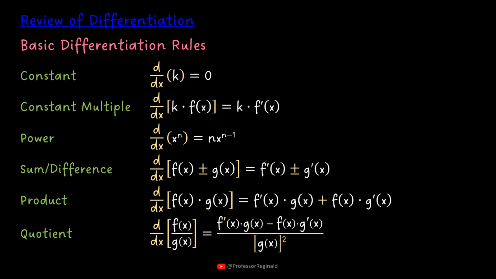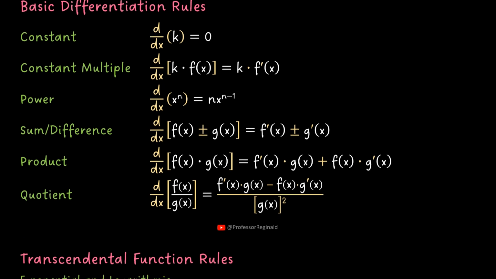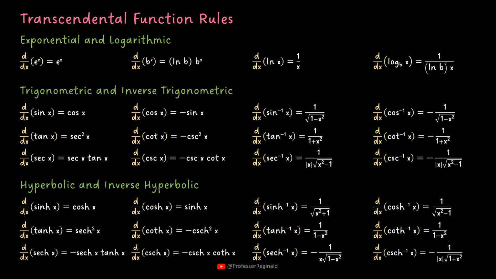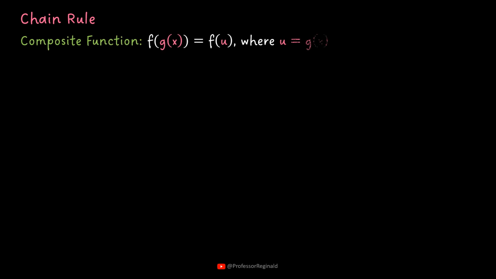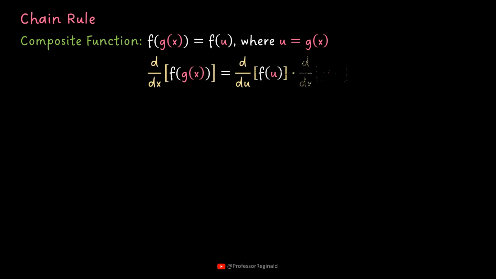Basic differentiation rules involve the following: constant, constant multiple, power, sum or difference, product, and quotient rules. Transcendental function rules refer to the derivative of exponential, trigonometric, and hyperbolic functions, as well as their respective inverse functions. The chain rule is a technique for differentiating a composite function, where we differentiate the outer function, and then multiply by the derivative of the inner function.